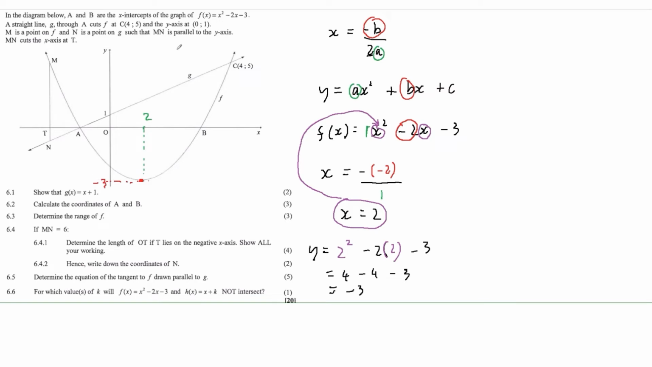So all the y values our graph falls between, which in this case is our range, is any y value greater than or equal to negative 3, and we write that as y is greater than or equal to negative 3, and that's our answer for 6.3.